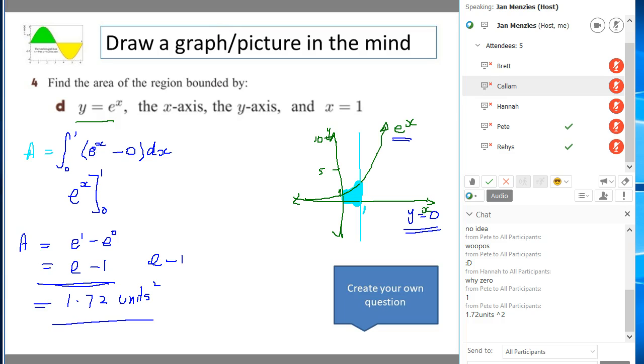And the only thing wrong with Pete's answer is he hasn't written the subject, the area equals. So if you guys are going to type up your answers, could you put A equals? And I'm really pleased to see the units there.